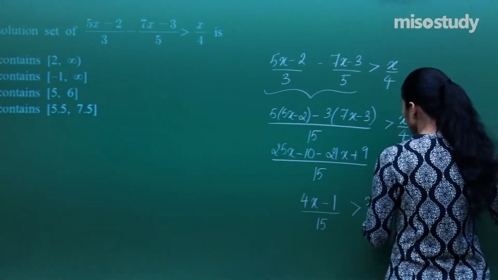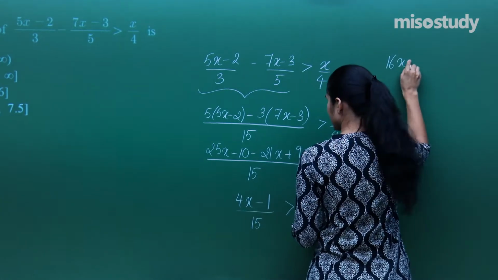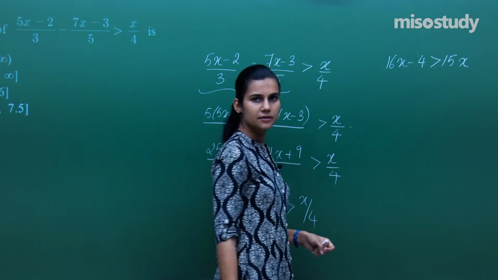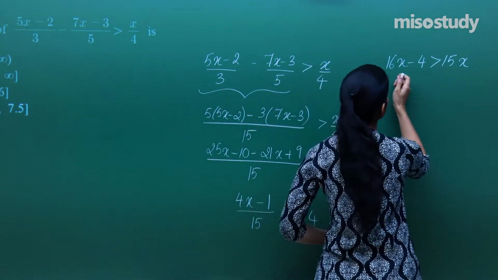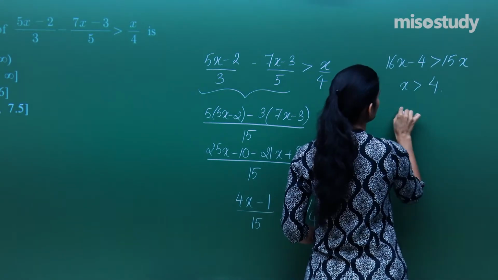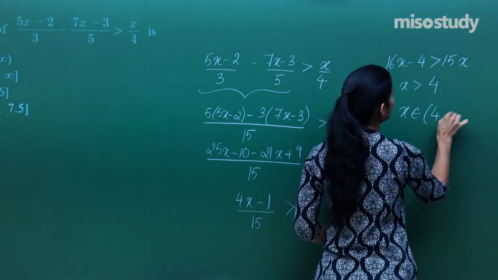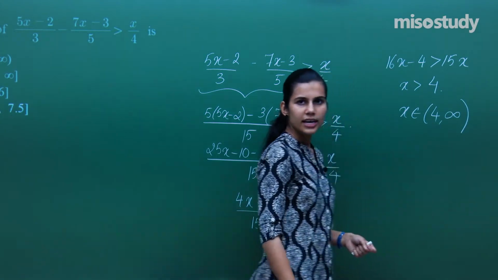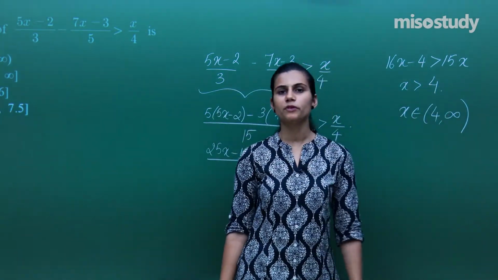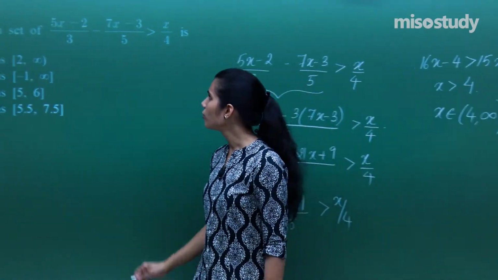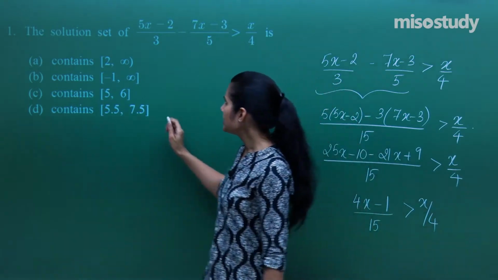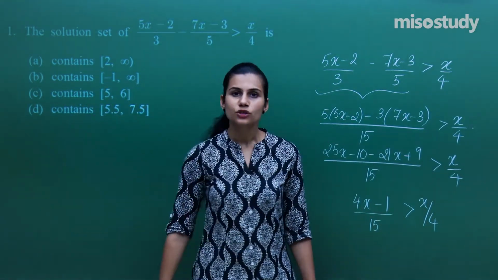4 is positive, so you get 16x minus 4 is greater than 15x. Or you are getting 16x minus 15x is greater than 4. So x basically belongs to open interval (4, infinity). x is all the real numbers strictly greater than 4. That means x lies in this interval (4, infinity), and therefore (4, infinity) is its solution set, an open interval. The question is whether this solution set contains (2, infinity).